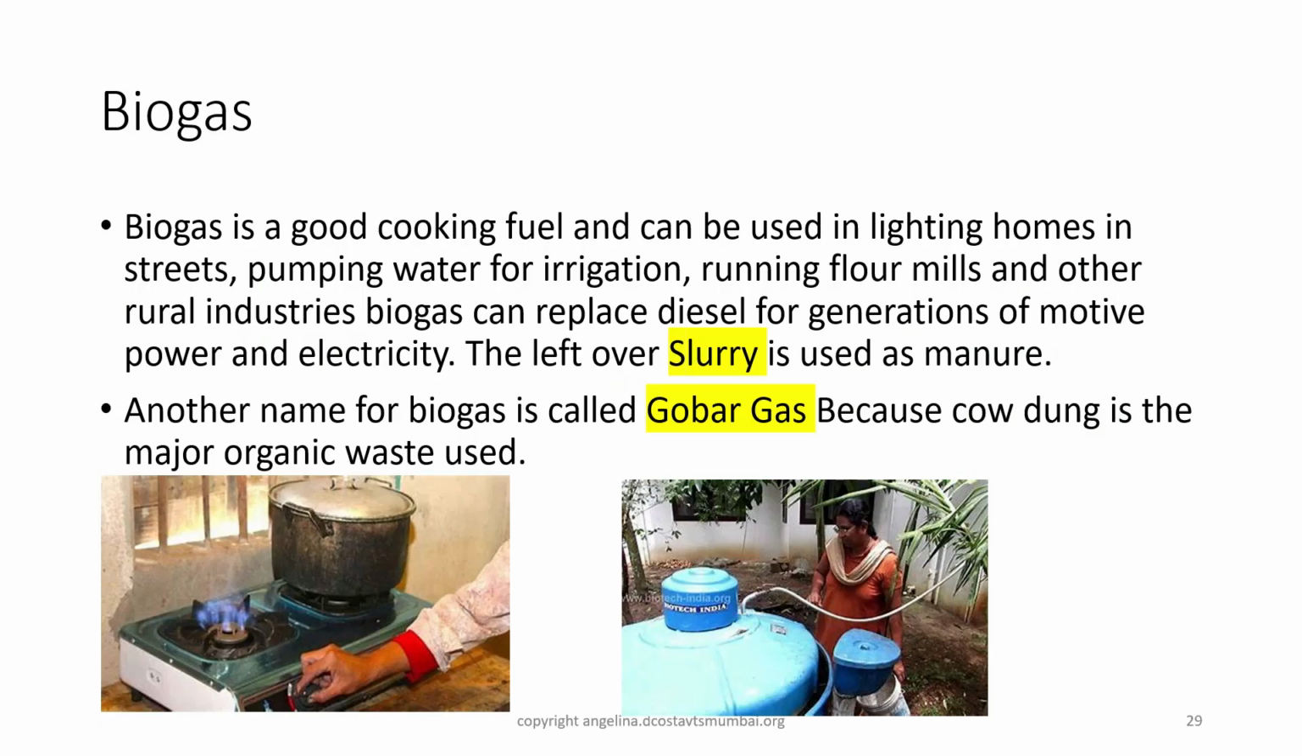Biogas is a good cooking fuel and can be used in lighting homes and streets, pumping water for irrigation, running flour mills and other rural industries. Biogas can replace diesel for generation of motive power and electricity. The leftover slurry is used as manure. Another name for biogas is gobar gas because cow dung is the major organic waste used.